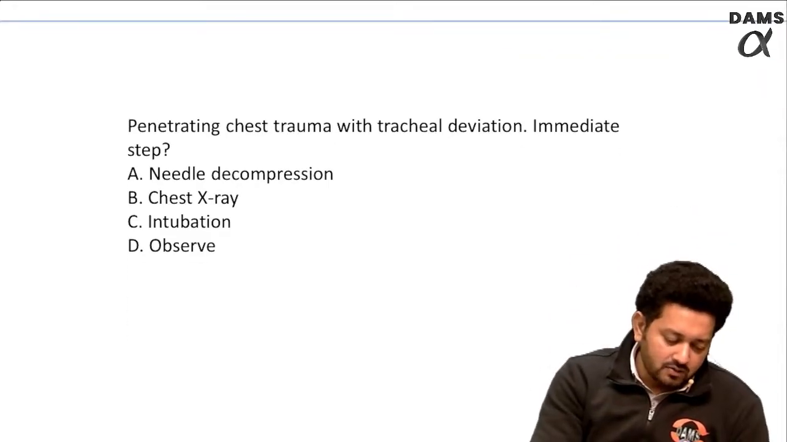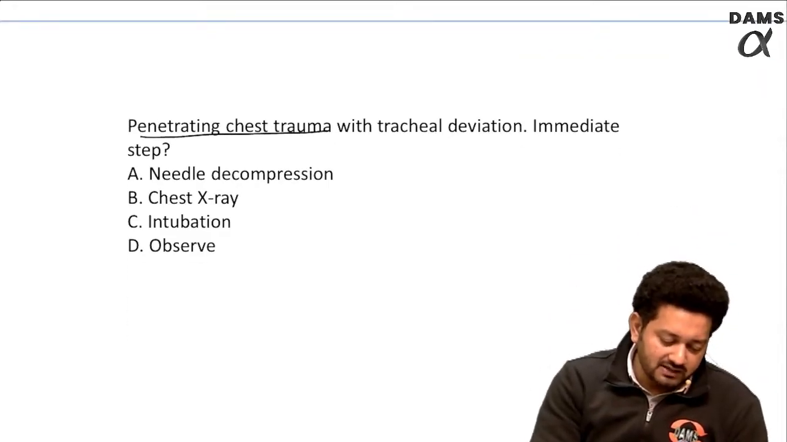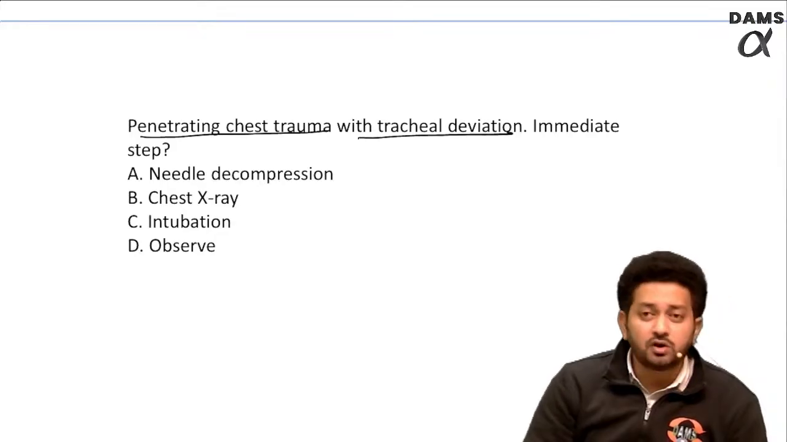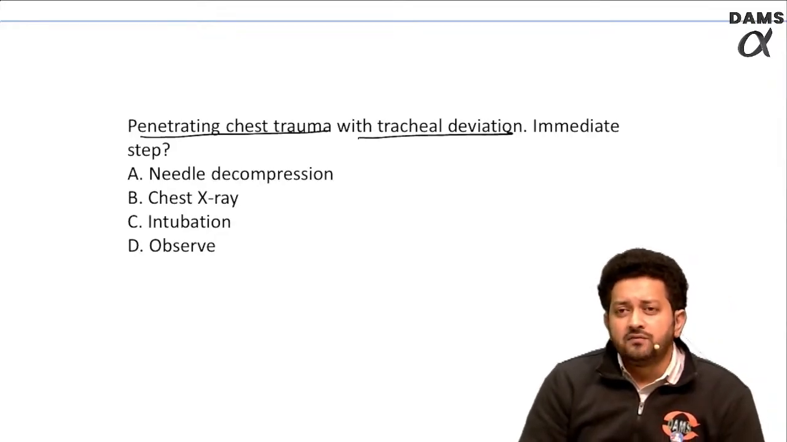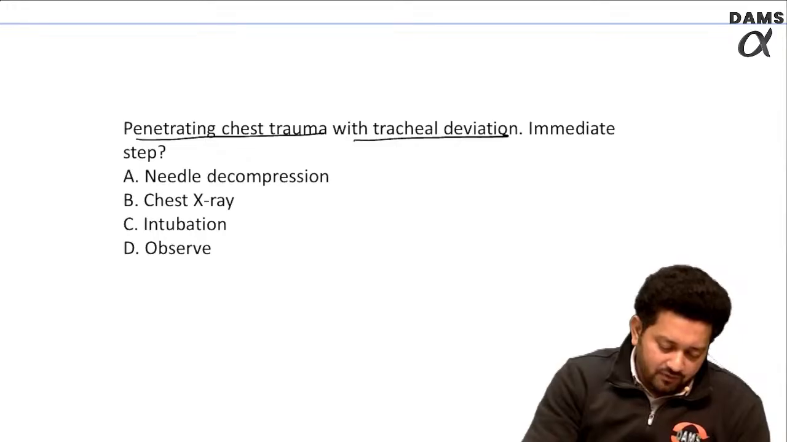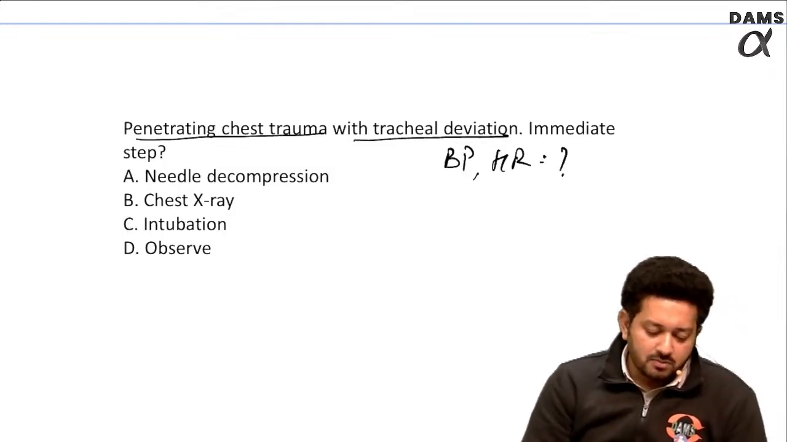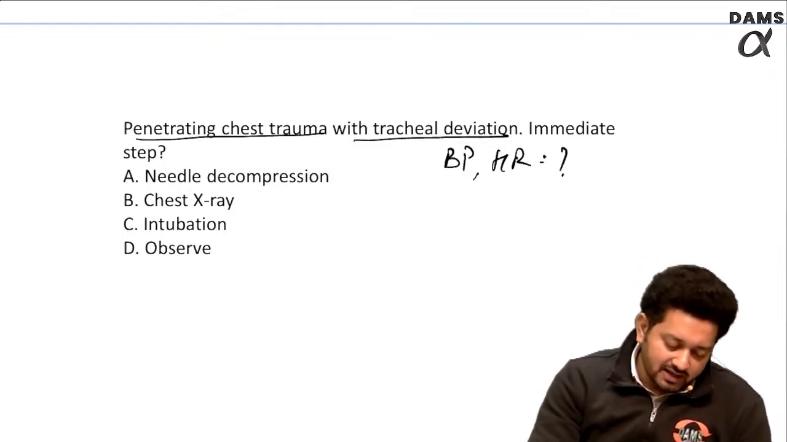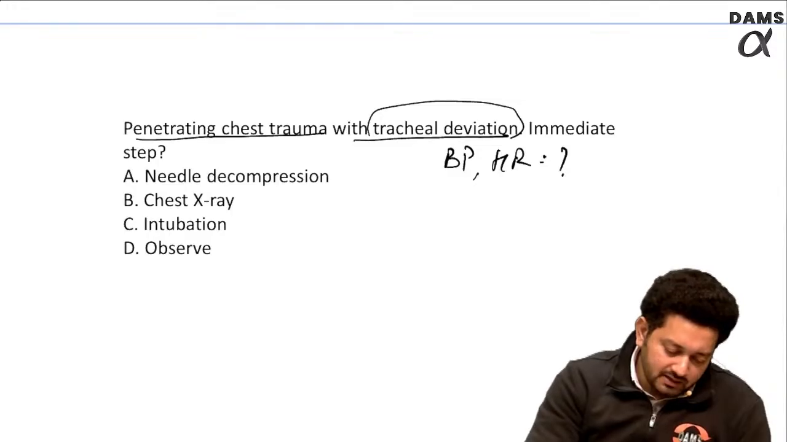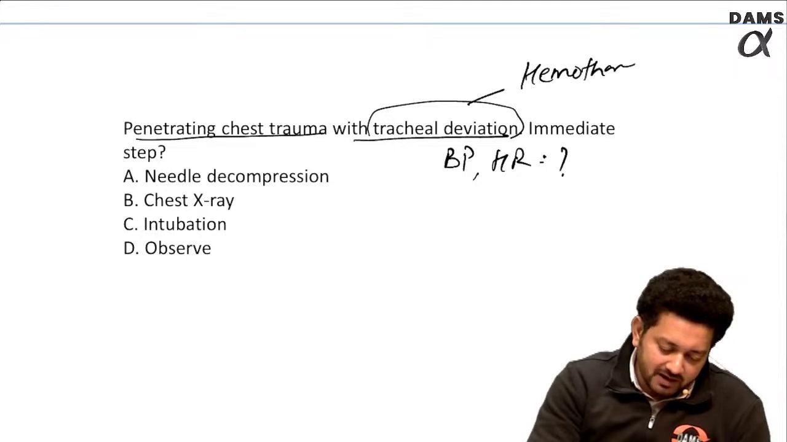I don't know the exact language, but there was a penetrating chest trauma with tracheal deviation. If you remember, please let me know whether anything was given for the BP or heart rate in this. Penetrating chest trauma, tracheal deviation. So there is tracheal deviation, means it could be hemothorax, massive hemothorax, or it could be pneumothorax.